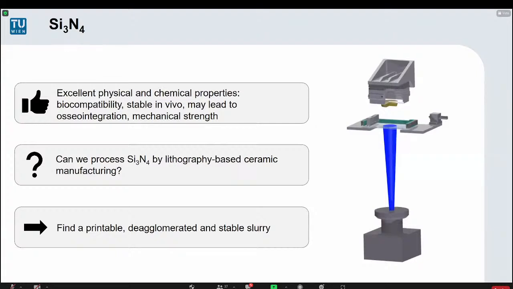There are studies on bone implants where they use silicon nitride, and it has the advantage that it also leads to bacterial and viral resistance, but at the same time, it is accepted by the human body, and also we have an ingrowth into the material. So therefore it is really promising.